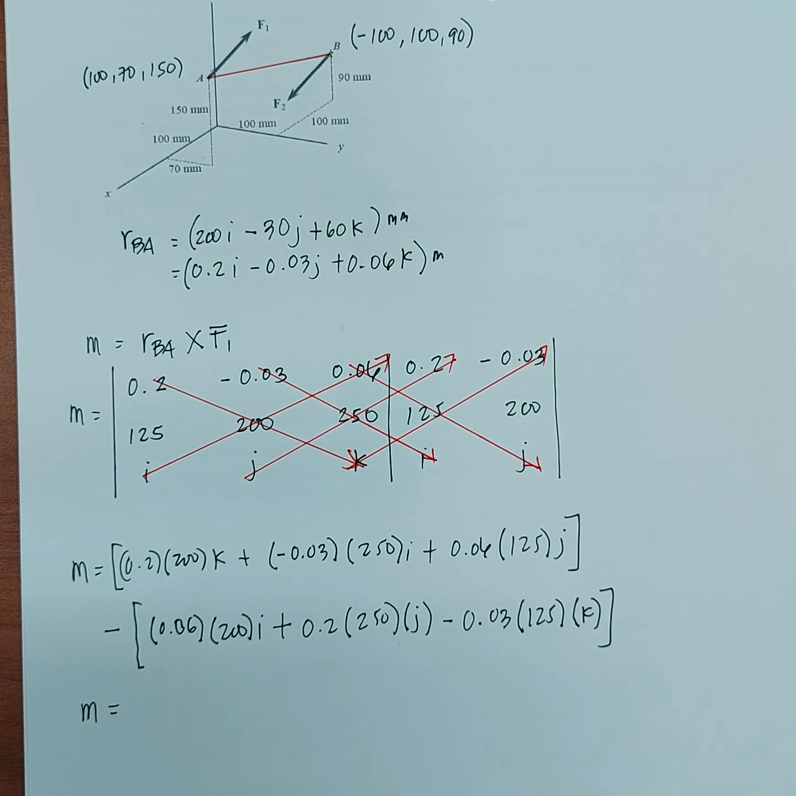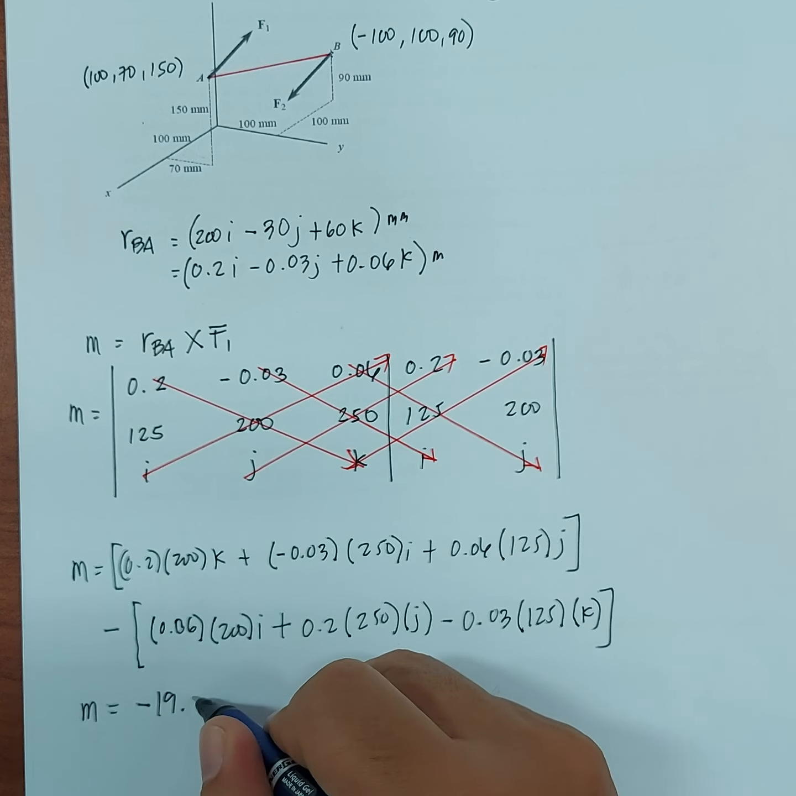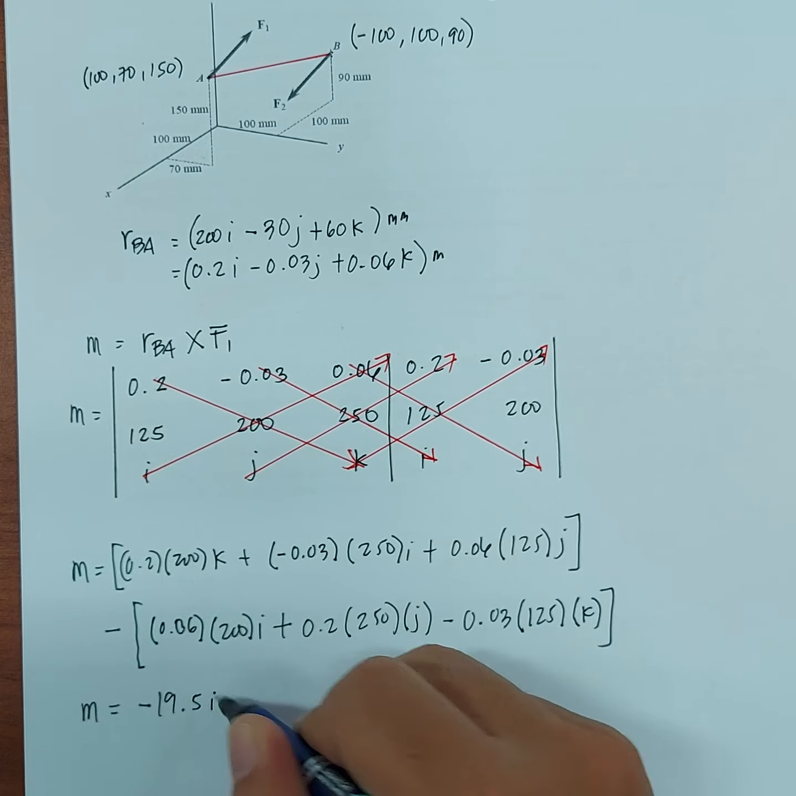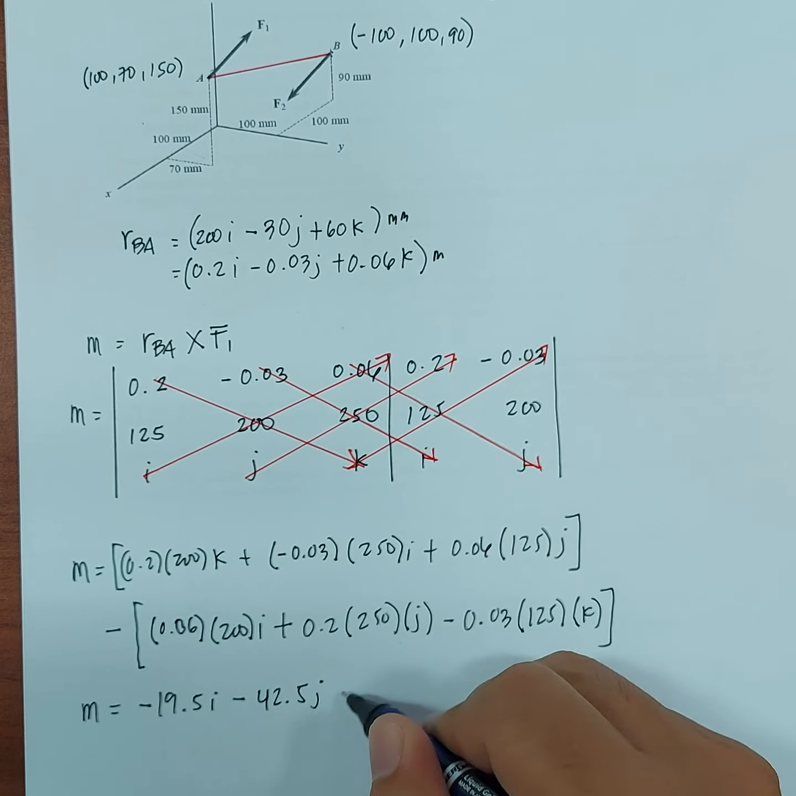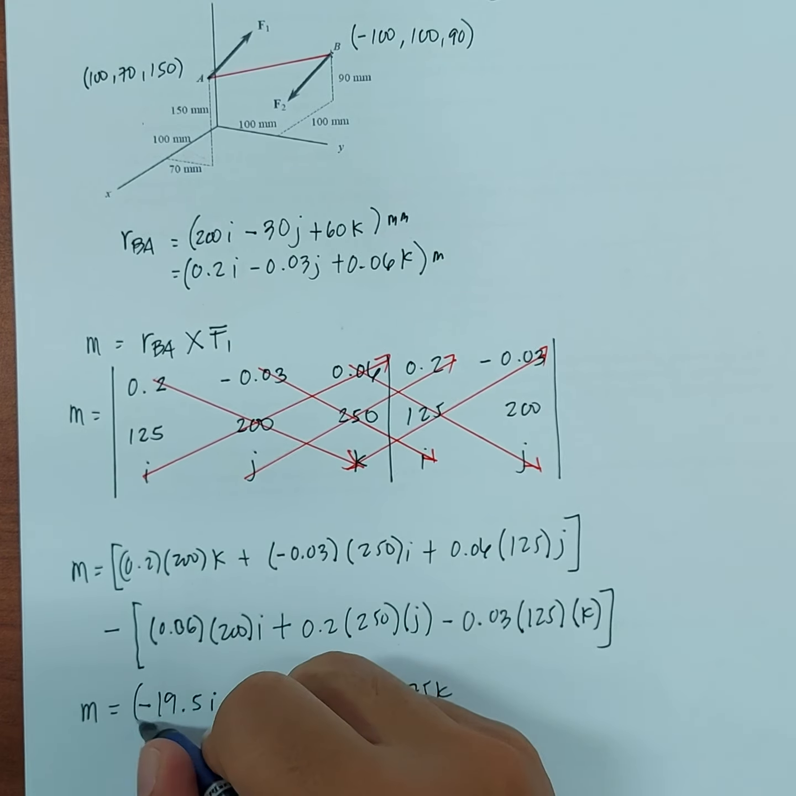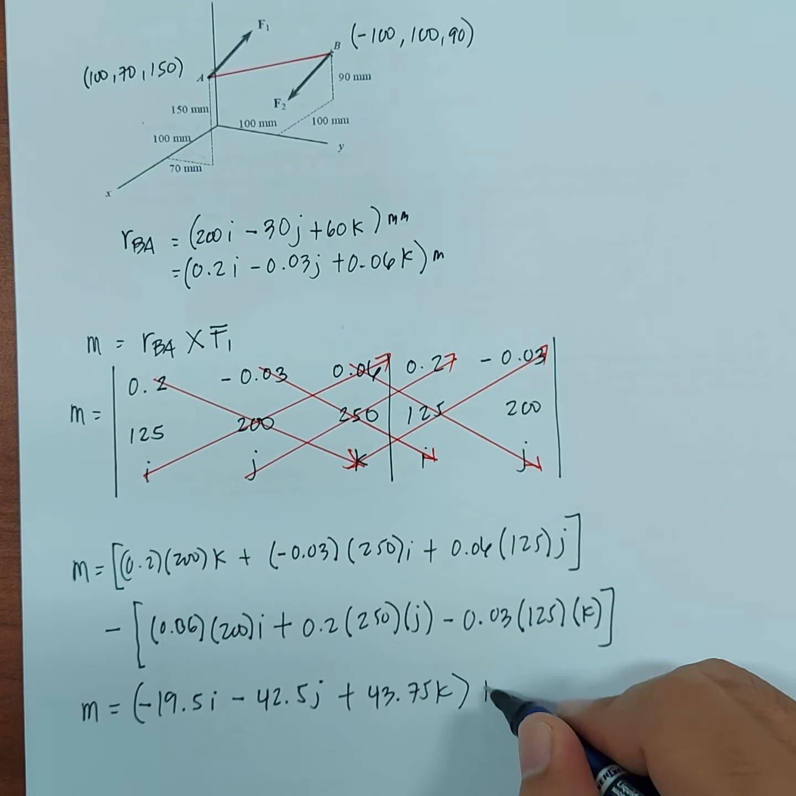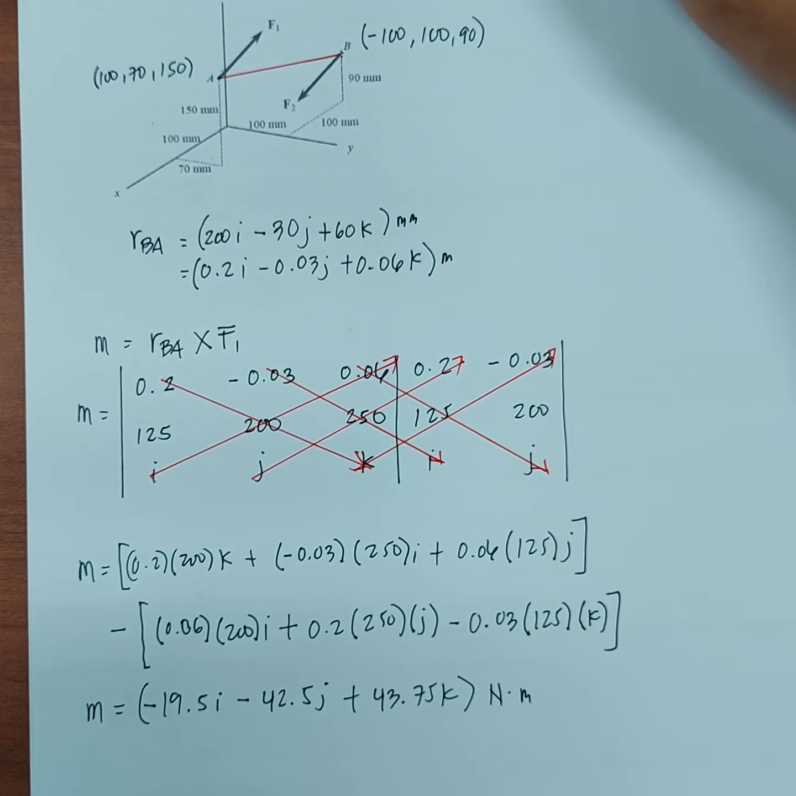Okay, the resulting value would be minus 19.5 I minus 42.5 J plus 43.75 K. All of this in Newton meter. Okay, so naka-Newton meter yan. Okay. Ayan.